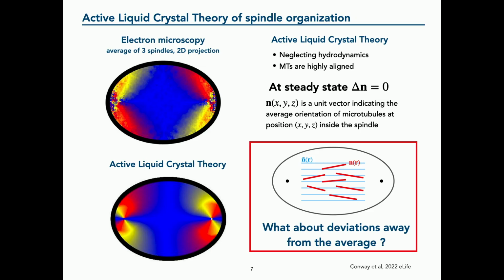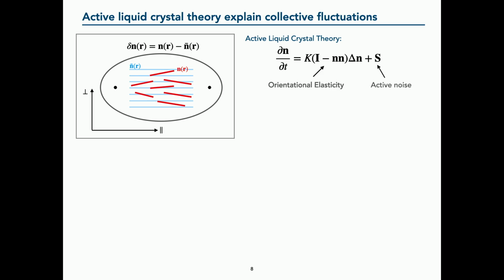That's good, but the electron microscopic reconstructions actually give us measurements at the individual microtubule scale, which means we also know how an individual microtubule deviates from the average. So now the question is, can we push the theory to also explain the deviation from the average? That's what we did. We know the average, which is the Laplace delta n equal to 0. We also know how individual microtubules deviate from the average, and we can push our active matter model to explain all the deviations. And this is the equation.